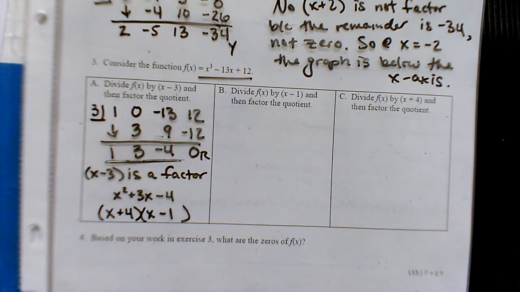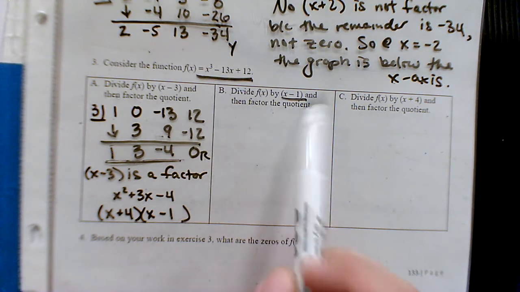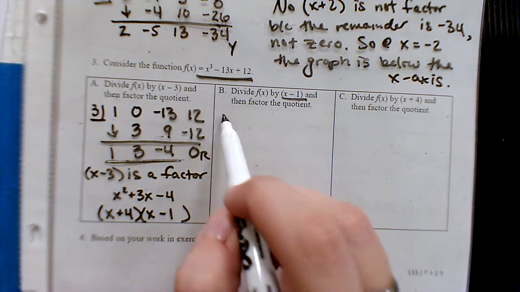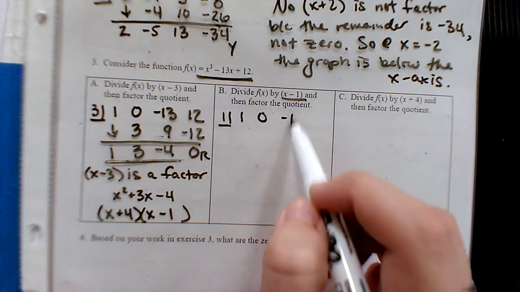Okay, let's try a different one. We're still going to use the same polynomial, but this time we'll divide by x minus 1. So our little box number would be +1.